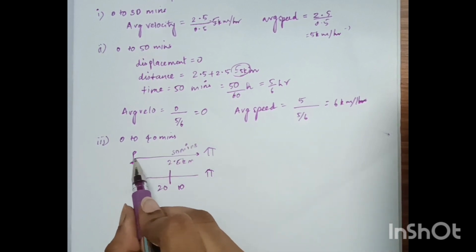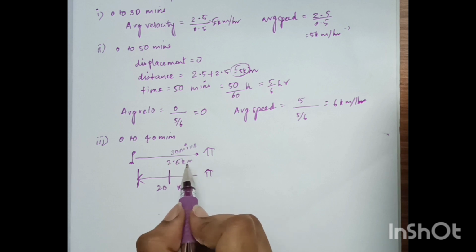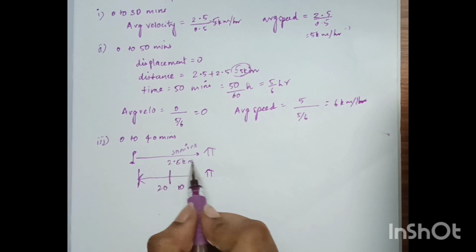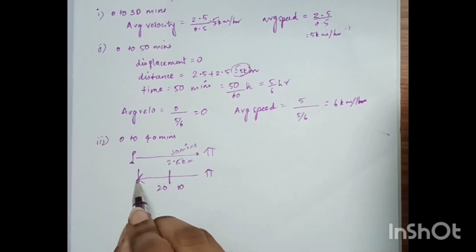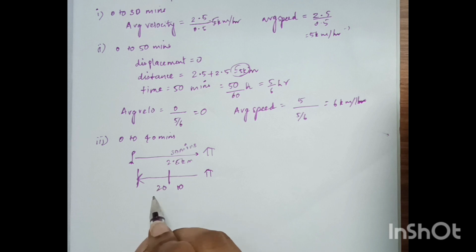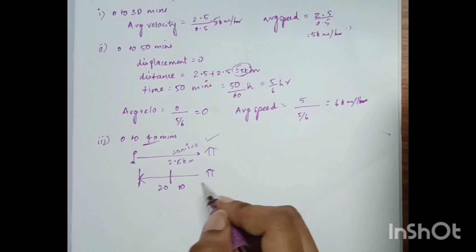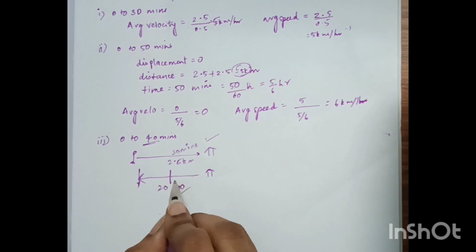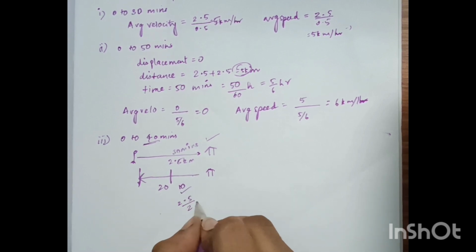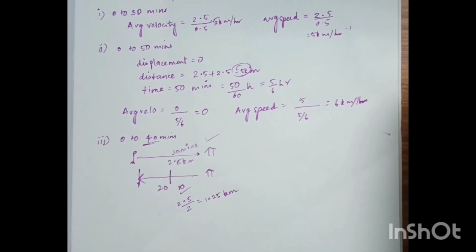So during 30 minutes he has reached the market. 30 minutes he has covered 2.5 kilometers, and then we have already seen in 20 minutes he is returning home. Now they are asking for 40 minutes. First 30 minutes he did this one. So for next 10 minutes he would have covered half the distance of 2.5. If this is 2.5, then he would have covered 2.5 by 2, that is 1.25 kilometer. That we have to understand.